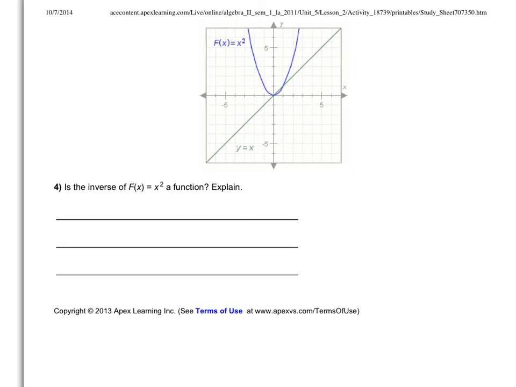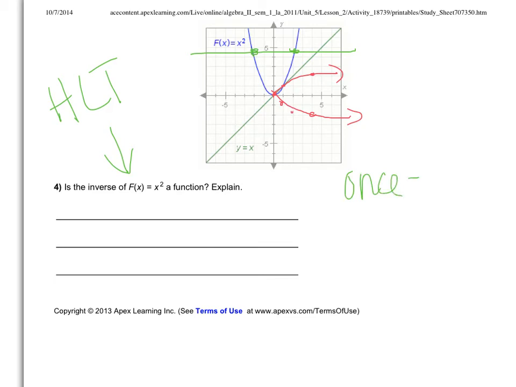So question 4 says, is the inverse of f of x equals x squared a function? Well, again, if I were to reflect it, then it would go through these points and it's going to look like this. So that's actually what the inverse looks like. But if I want to know if the inverse is a function, all I have to do is the horizontal line test. I'm going to call that HLT. It says I draw a horizontal line. If it touches the graph one time, it's a function. 2 or more, so I'm going to put 2 plus, is not a function.